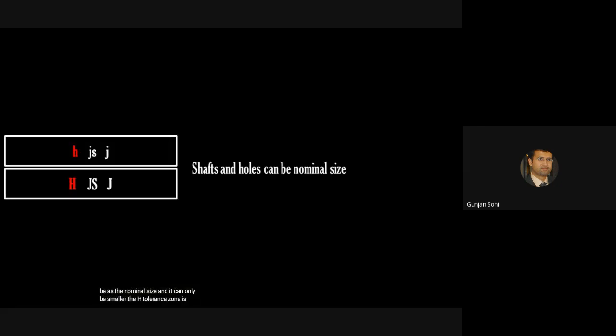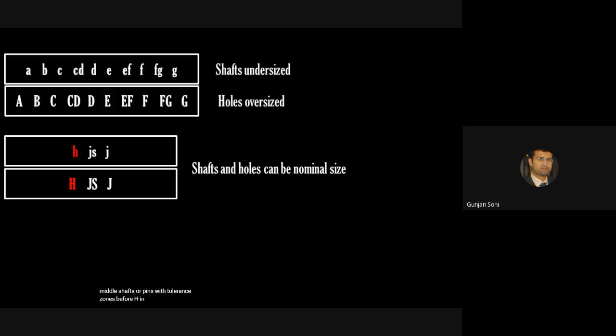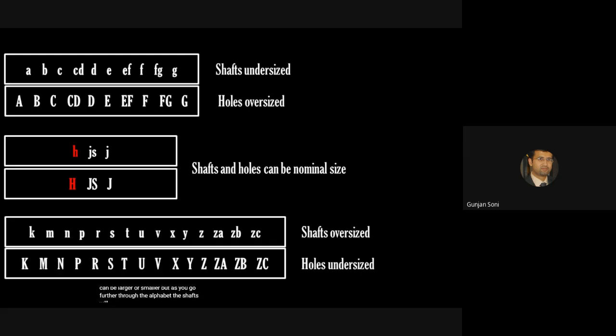The H tolerance zone is important because it's taken as the middle. Shafts or pins with tolerance zones before H in the alphabet will never be the nominal size. Holes will always be larger and shafts will always be smaller. After H, there are a few tolerance zones, such as J and JS, where the shafts can be larger or smaller, but as you go further through the alphabet, the shafts will get larger and larger and the holes will get smaller and smaller. Holes always get an uppercase letter and shafts always get a lowercase letter.